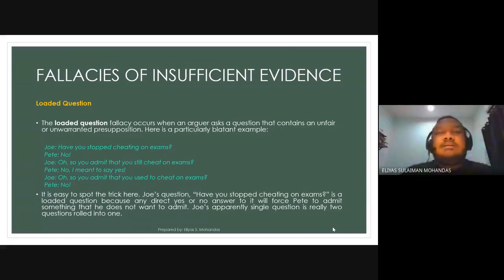Loaded questions can be pretty tricky, to the point that when a person is trying to answer the question, it seems that the person is the one who is doing it wrong, or the person who is at fault. So it's easy to spot the trick here.